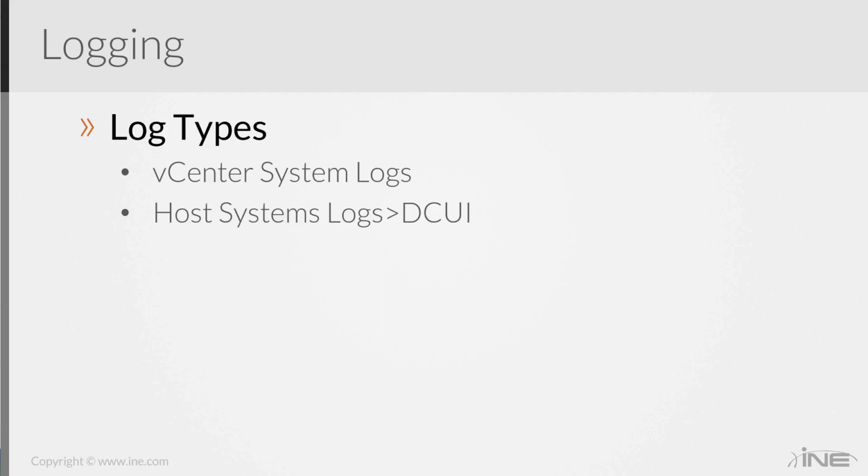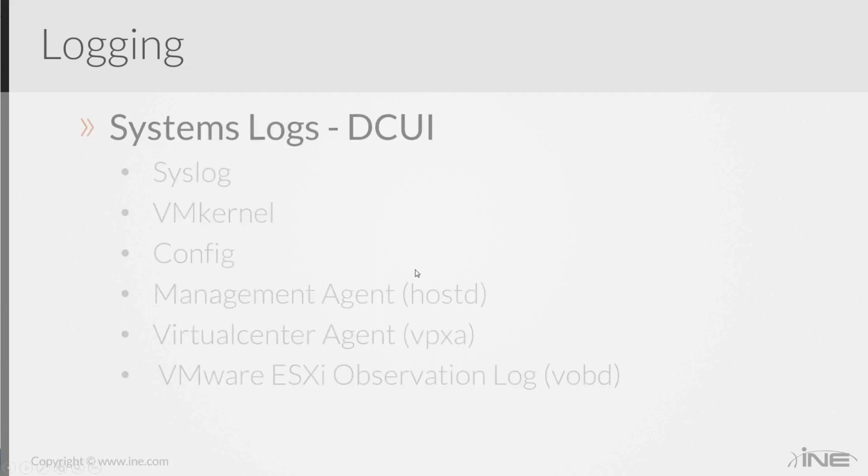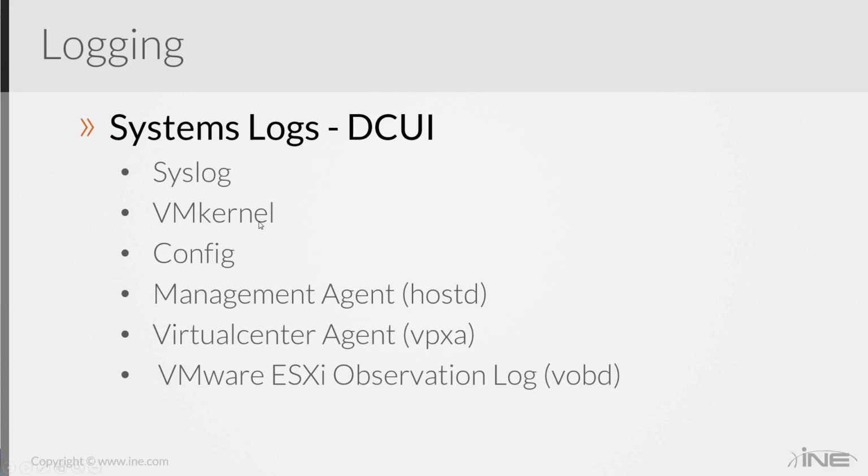Also, we can monitor our host system logs through the DCUI, or the Direct Console User Interface. The host system logs provide information on the ESXi host operations and events, and we can access this by going to the View System Logs menu under our DCUI. So these are the various system logs that we can capture on our DCUI.